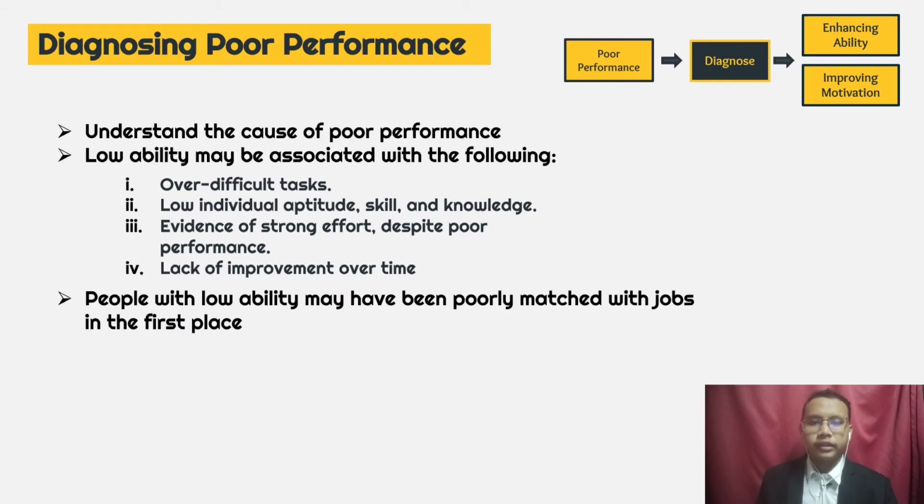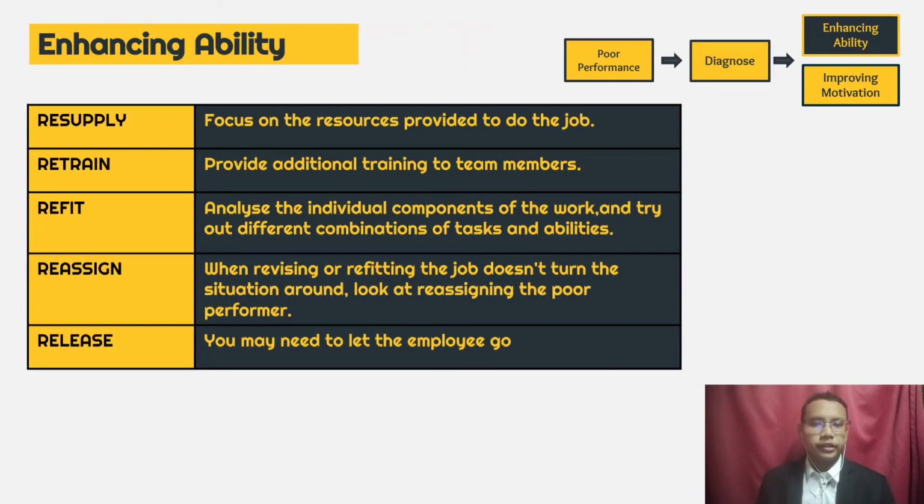After we understand the concept in the first step, second, we need to diagnose poor performance in our employee. Is it low motivation or lack of ability? If it's because of low ability, it may be associated with several aspects. Here, we can see that the employee may feel the task is too difficult, beyond their knowledge and skill. As a manager or leader, we can see that this employee already shows strong effort to do the task and has explored all the knowledge required, but still does not show any improvement over time. We also need to know whether the people we hire are matched with the jobs, otherwise poor performance will occur.